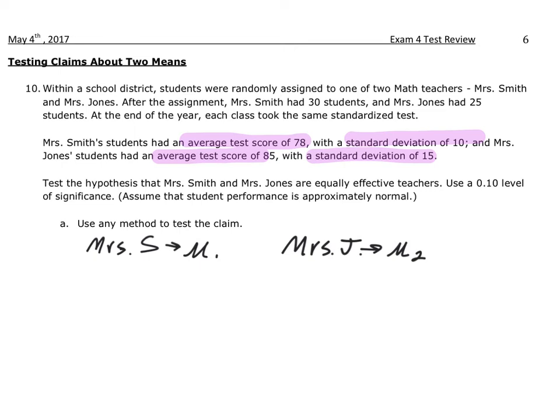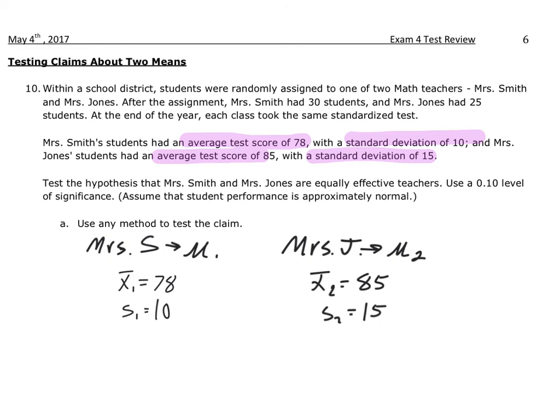Now I want to look at the samples that were given to me. So I've got an average test score of 78 for Miss Smith. That's going to be my X bar 1, their average is 78. And then I've got their sample standard deviation. So there's the S1, and that's going to be 10. Then I've got an X bar 2 for Miss Jones. X bar 2, that's going to be, I think it was 85. And then I've got S2, which is going to be 15.